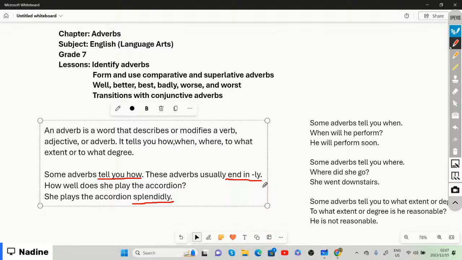Usually they'll give you a sentence, for example, she plays the accordion splendidly, and then you ought to identify the adverb. You can always ask yourself, how well does she play the accordion? Or you can basically ask yourself how, when, where, and to what extent, in order to identify the adverb.